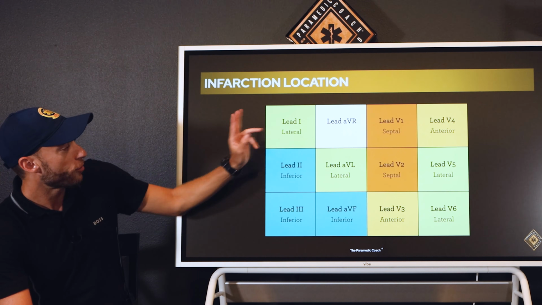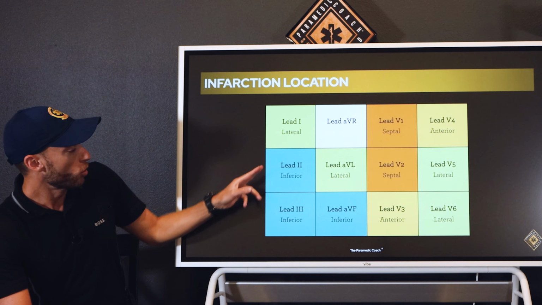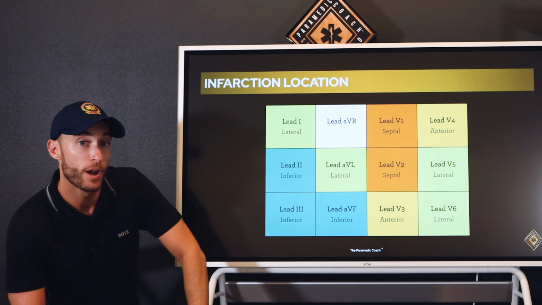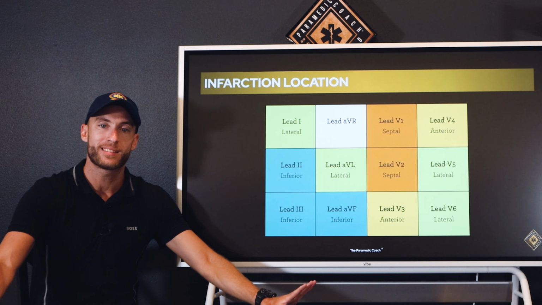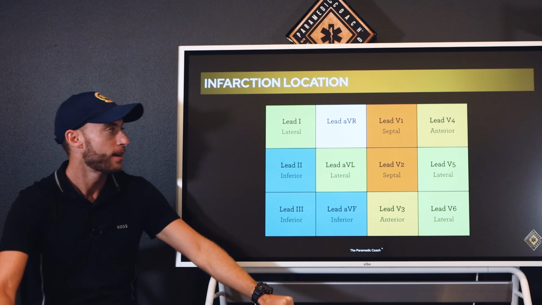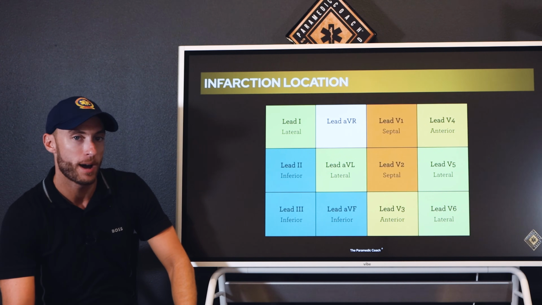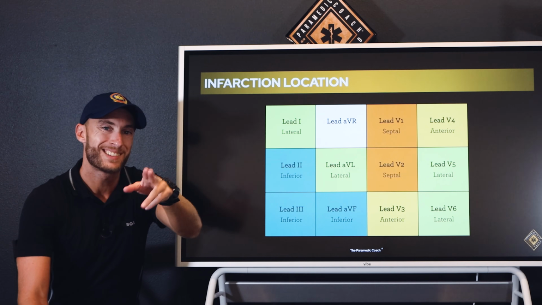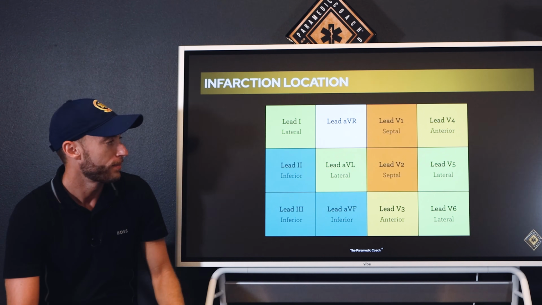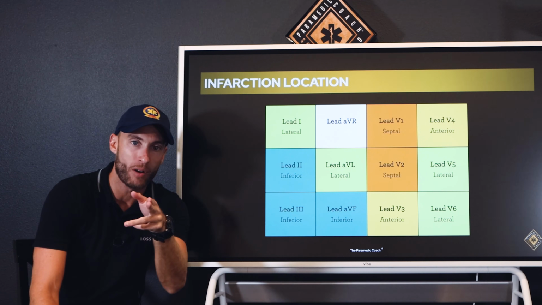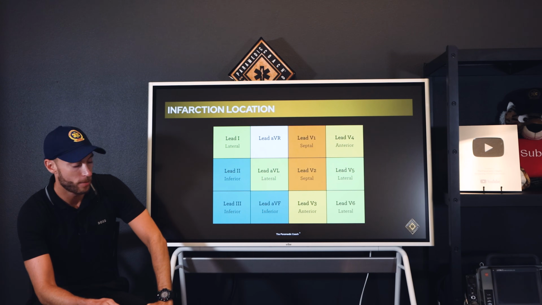So 1 is friends with aVL. 2, 3, aVF, they are friends. aVR, save it for an advanced discussion. Stand by. aVR, stand back, stand by. V1, V2, septal. V3, V4, anterior. V5, V6, lateral. So let me show you a little more here. We're going to keep going.